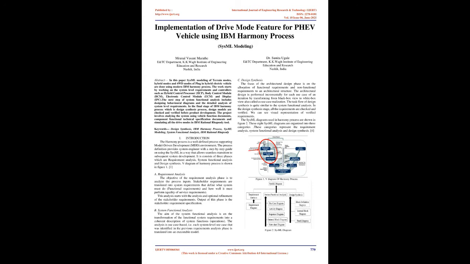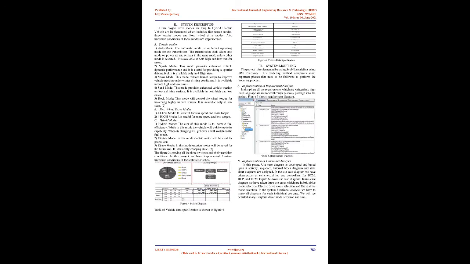B. System functional analysis. The aim of the system functional analysis is the transformation of the functional system requirements into a coherent description of system functions, operations. The analysis is use case based, i.e. each system level use case that was identified in the previous requirements analysis phase is translated into an executable model. Figure 2. SysML diagram. IJERT 10 is 060364, www.ijert.org 779. This work is licensed under a Creative Commons Attribution 4.0 International License.